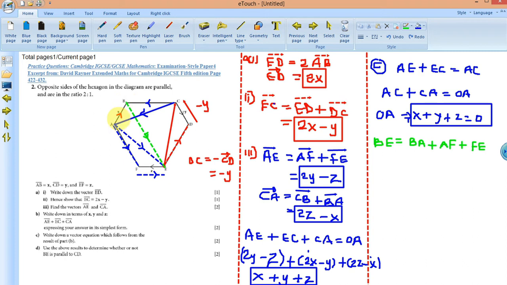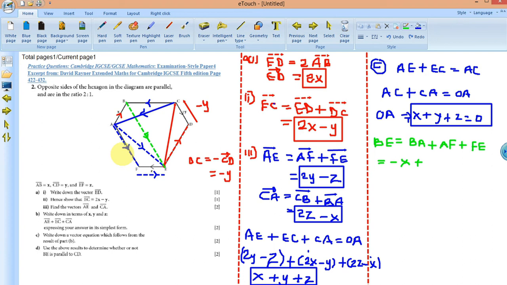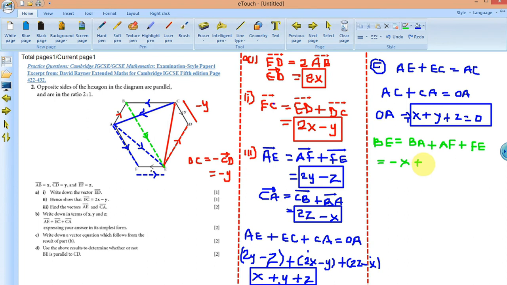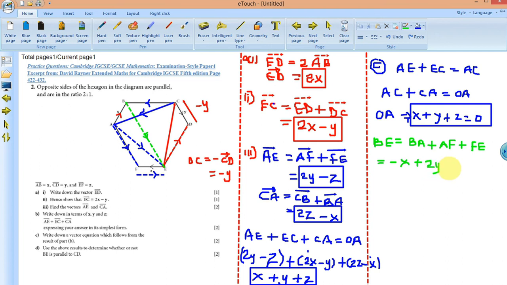So now what do we have there? That equals, what is BA? BA is minus x, plus AF. We have that already. That is twice. AF is parallel to CD, so that's twice, so that is 2y. Hope I'm correct. Then plus FE, and that is in the opposite direction, so that's minus z. So that's what we have there.